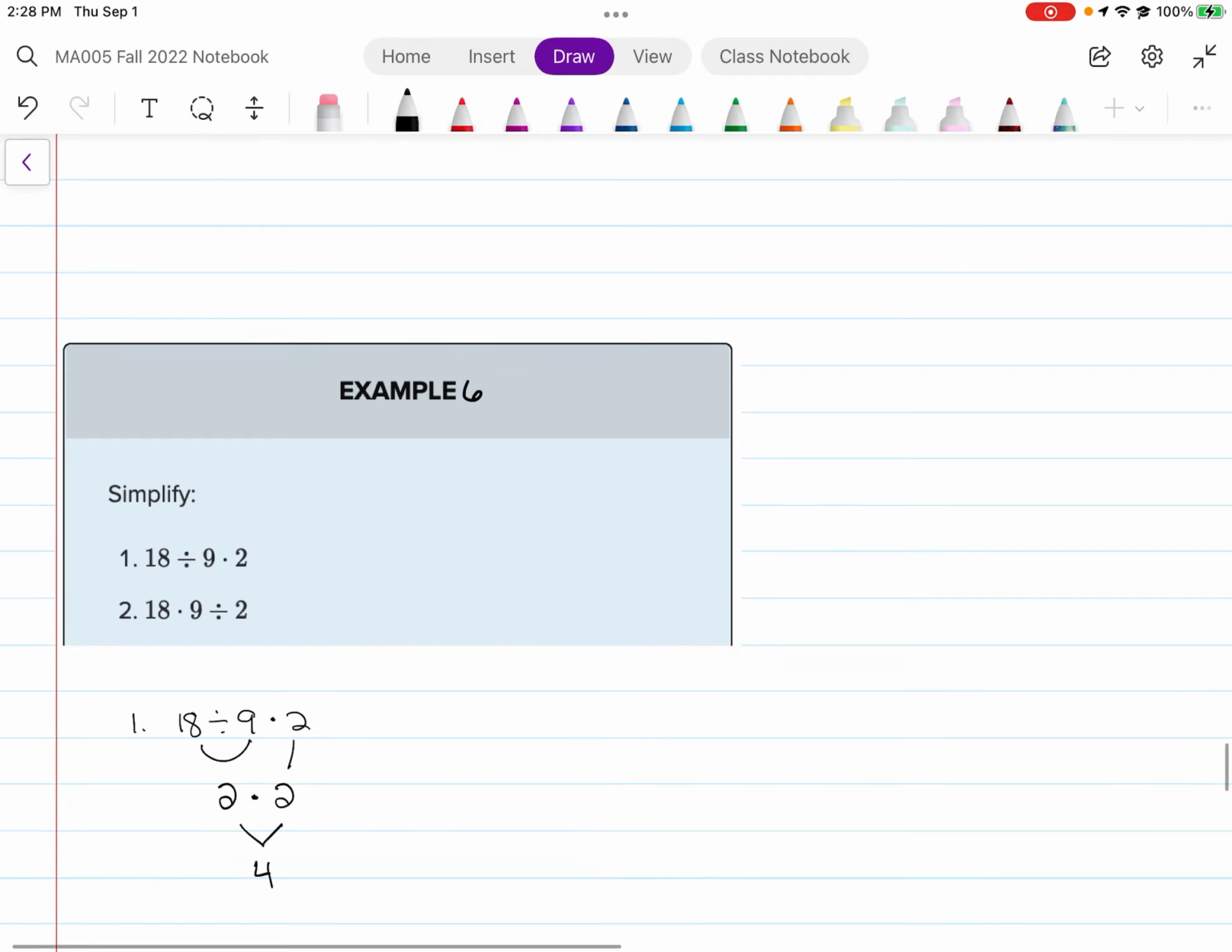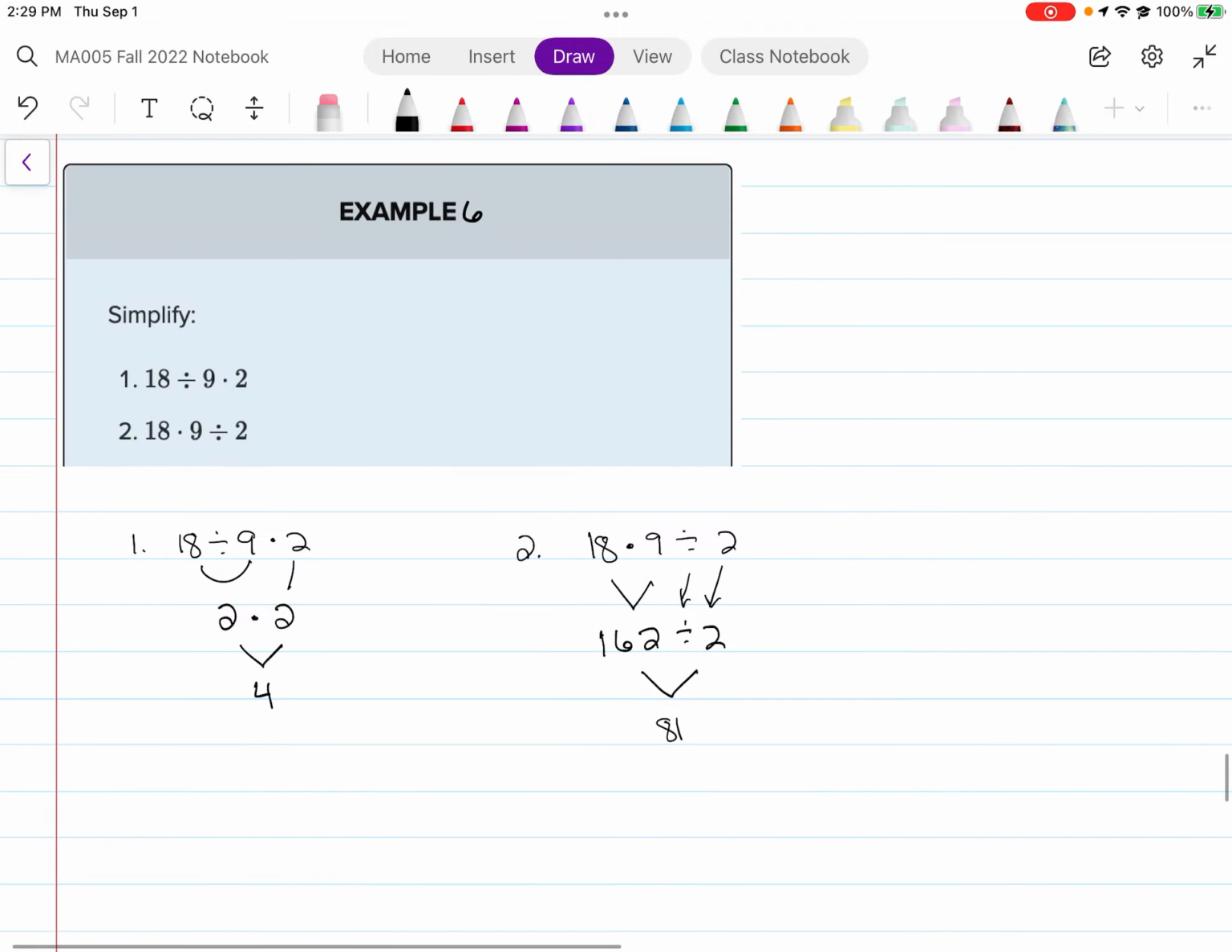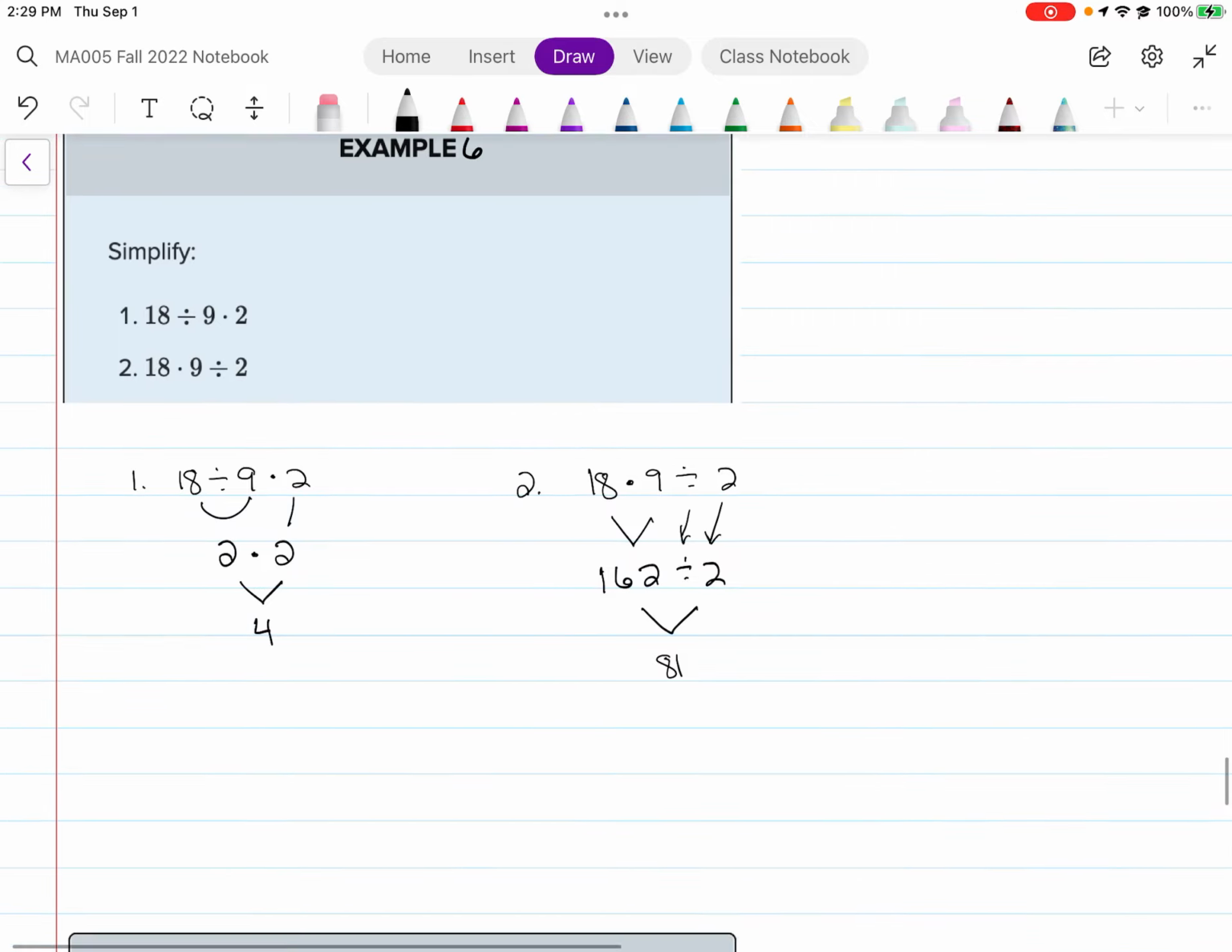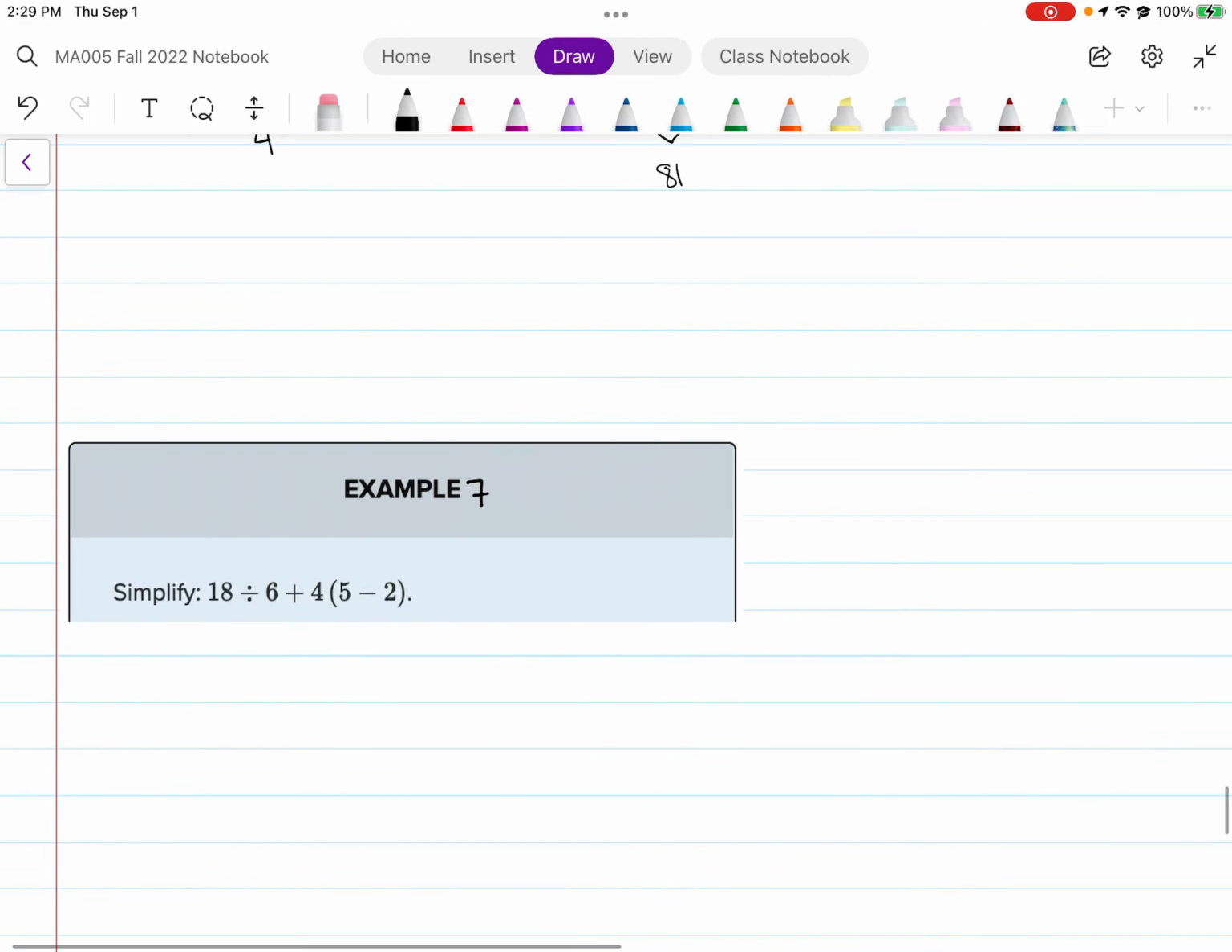All right, number 2. 18 times 9 divided by 2. So first we have to do the 18 times 9. All right, so 18 times 9 is 162. And then we're going to bring this down with the division sign. So divided by 2. So 162 divided by 2, we'll do those two, is 81. Okay, very different number depending on the order that you do the multiplication and the division. So be careful what order you do things in. Always go left to right with multiplication and division.